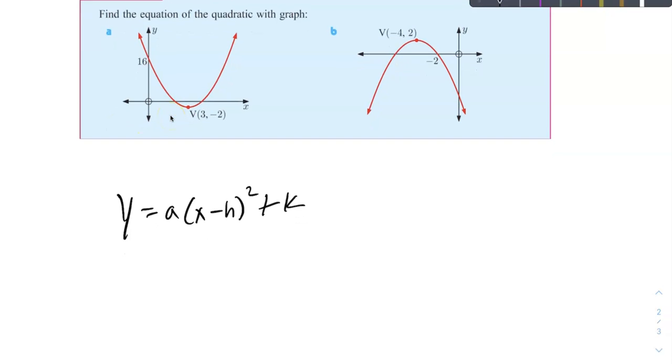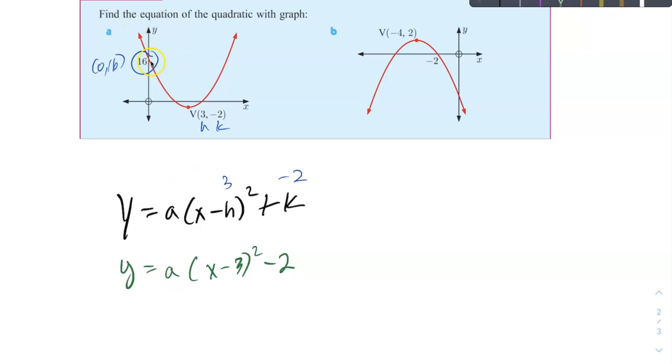Well, I know my vertex is my h and k, so this is 3 and this is -2. My point is 0, 16. Let me rewrite it first. I like rewriting it with the vertex. -2. There we go. All right, so sub it in. So I get this. And now let's find out a.